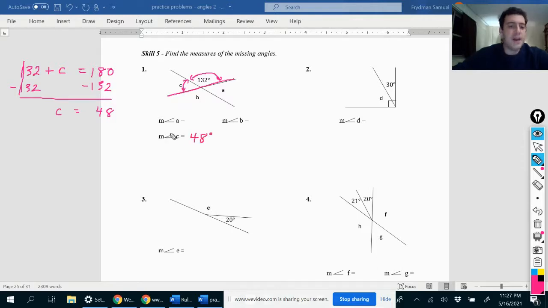Where it says M and then this little triangle thingy and then C, that just means the measure of angle C. So how big is angle C? All right, so it's 48 degrees.